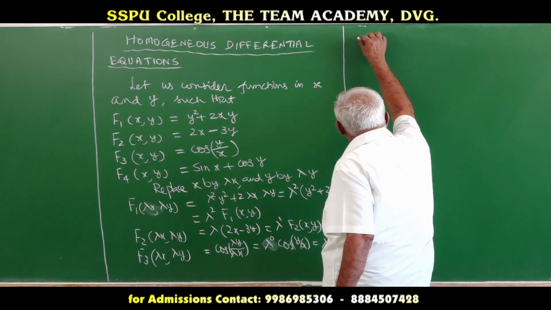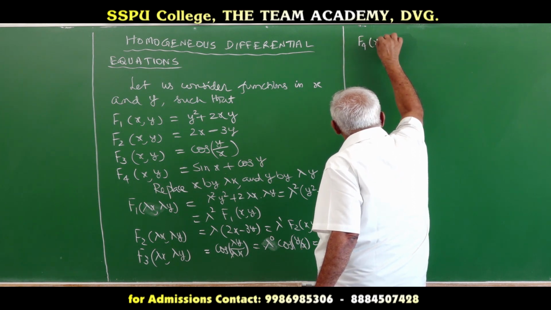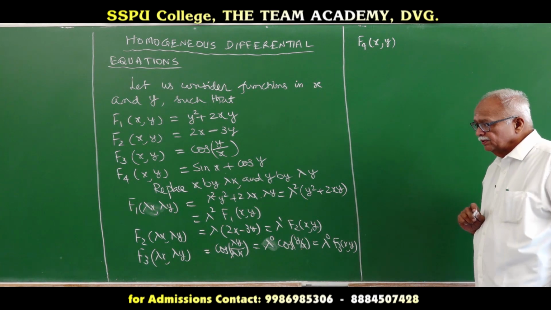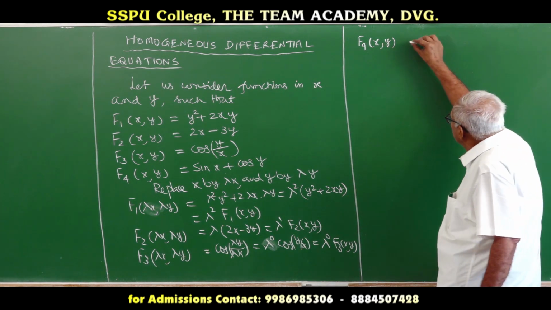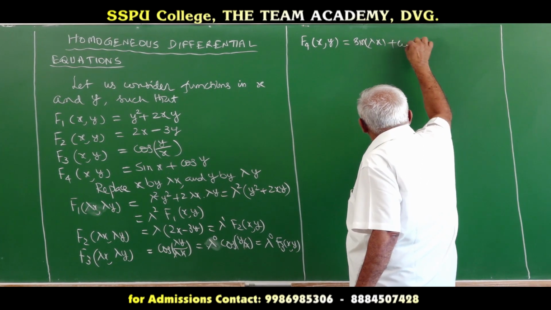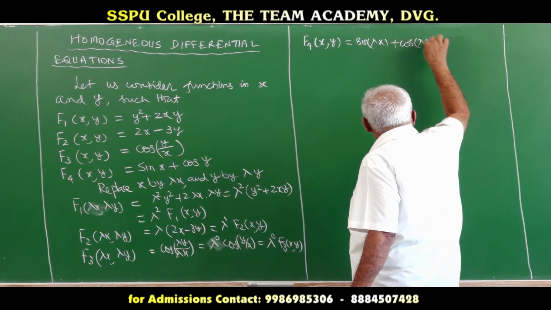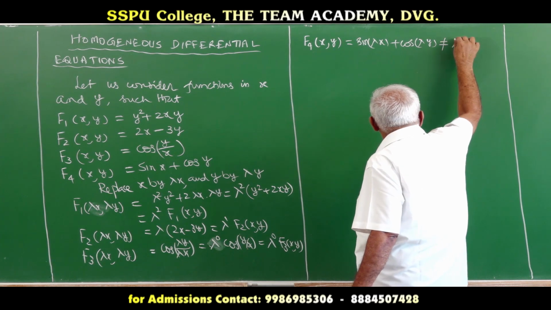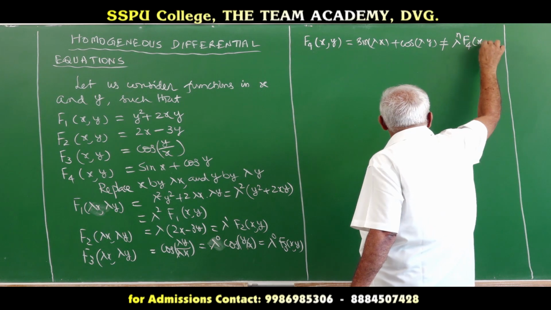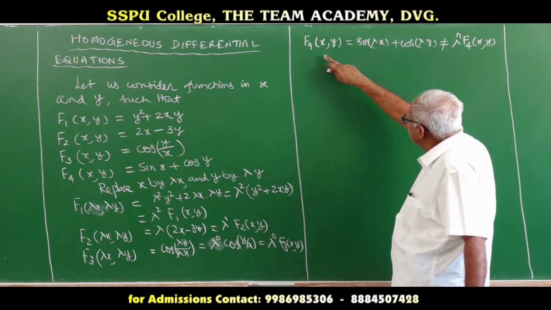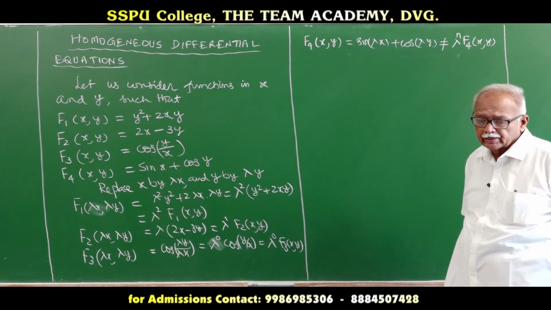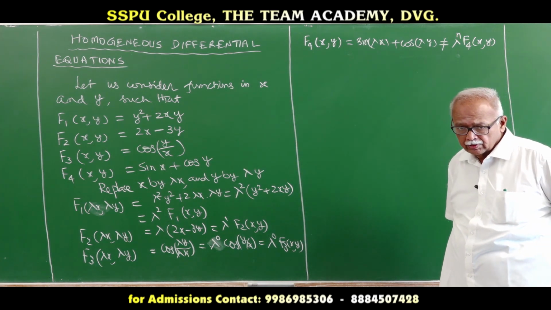Now, let us take the last one, f4 of xy. What is f4 of xy? This is sin of lambda x plus cos of lambda y. So, this cannot be written as lambda power n into f4 of xy. See, this cannot be written in this form. The fourth cannot be written in this form.